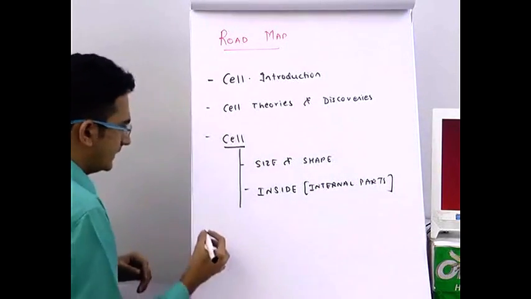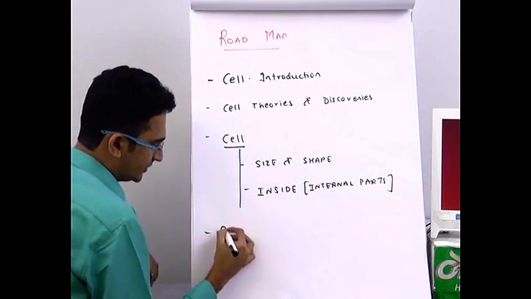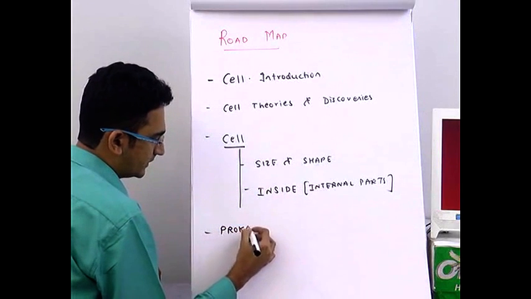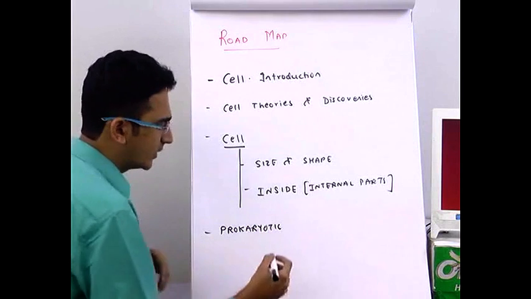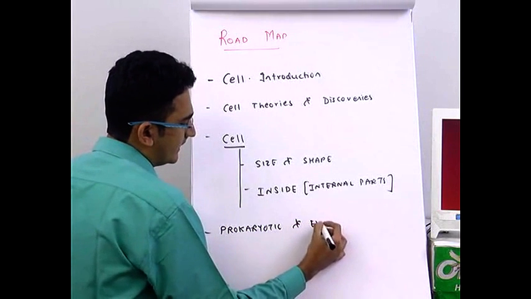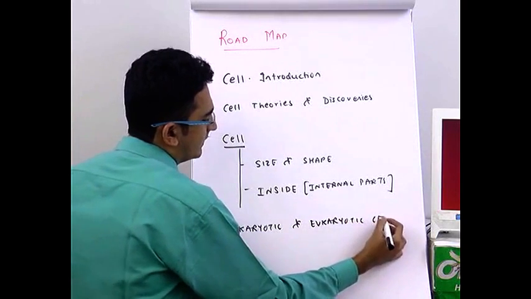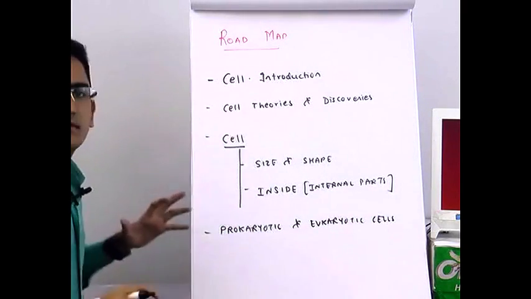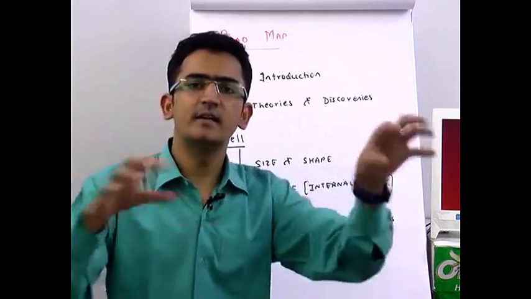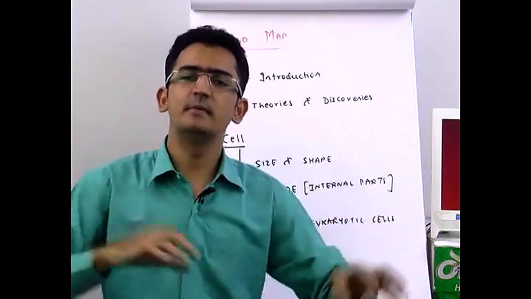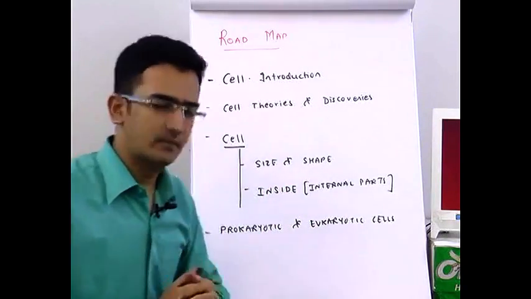And then in between all this, we will have short sessions on two important types of cells present on this earth, prokaryotic cell and eukaryotic cell. Okay, these are the points which will be covered in this chapter. Prokaryotic and eukaryotic cells are covered at different places, so you will hear about them in between, but these are by and large the sections that we will try and cover.